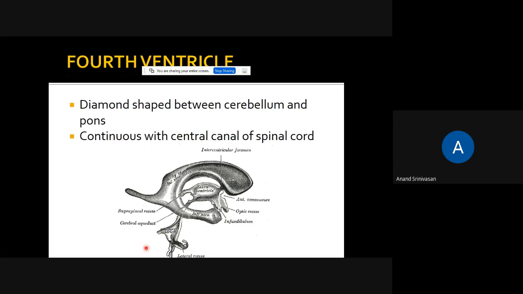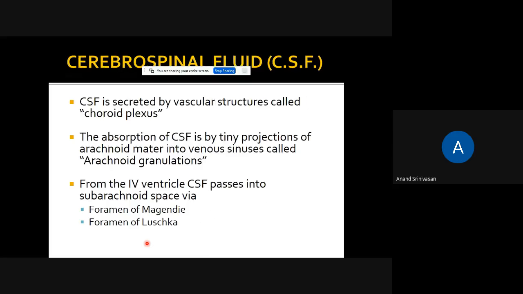The fourth ventricle is more or less diamond shaped and is situated between the cerebellum and pons. We already know that. We have studied, right? Behind the pons there is the cerebellum. And then this continues down as the central canal of the spinal cord.